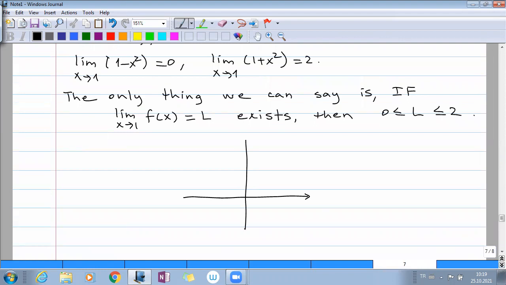I said 1 minus x squared, so minus x squared plus 1, so 0, 1, and I have one parabola and the other parabola like this. So my function f at the point 0, the limit has to be 1, but at other points we cannot say it.